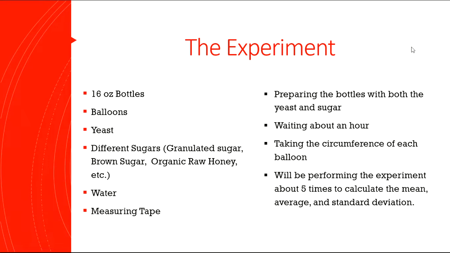The experiment. The materials I used for this experiment include 16-ounce bottles, balloons, 6 grams of yeast per bottle, measuring tape, different sugars such as granulated sugar, brown sugar, raw sugar cane sugar, organic coconut water, and organic honey. Water will be used for both the fermentation process and as my control.